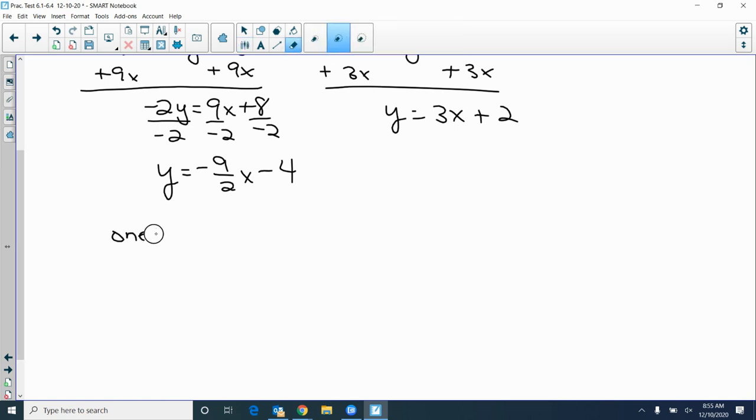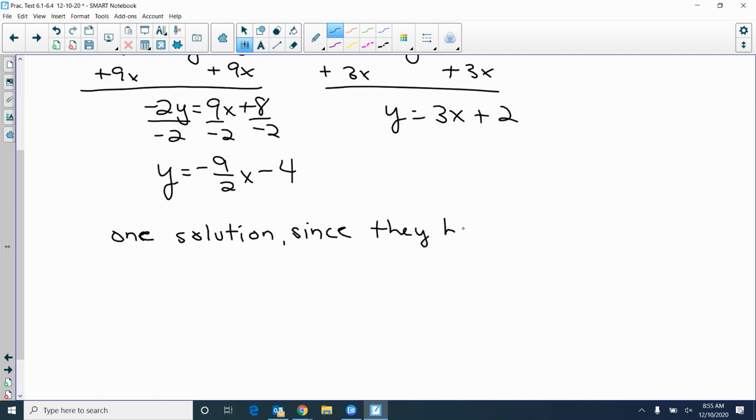One solution, since they have different slopes. So you showed me your work, and then you gave me the answer and gave me the explanation. Okay, so this one does not ever ask for what the answers are. All right, so that's how you do 11.